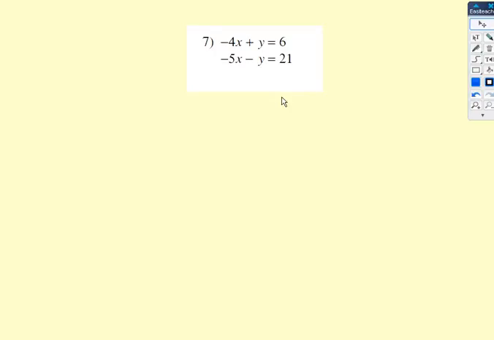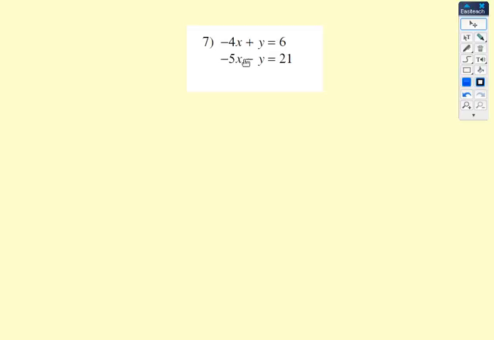Okay, this video is showing you how to solve systems of equations using the substitution method. Both of these systems are ones where the equations are not already solved for a variable, so we're going to have to solve for y or solve for x.